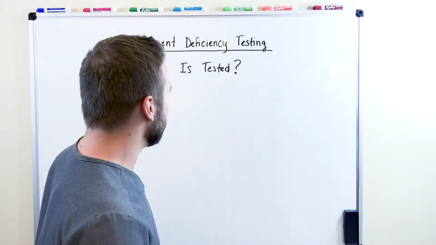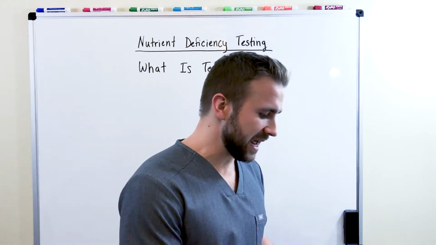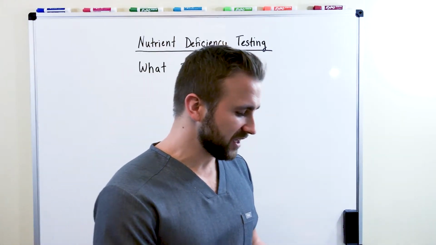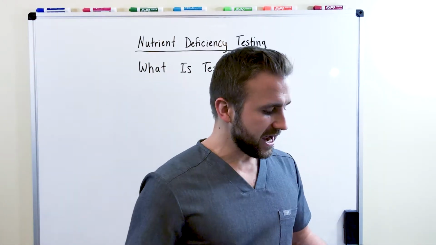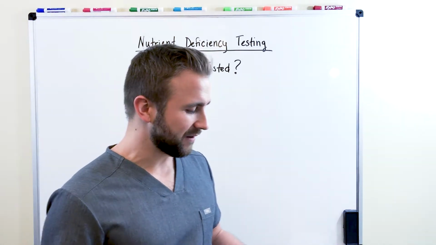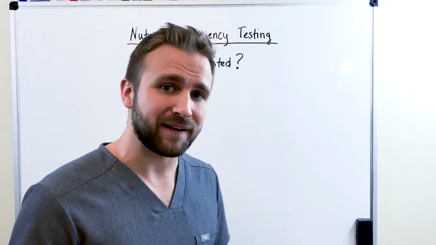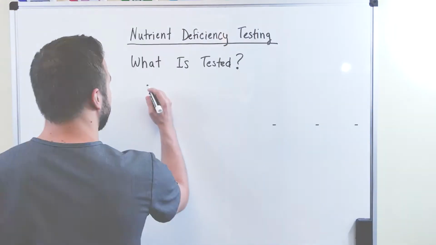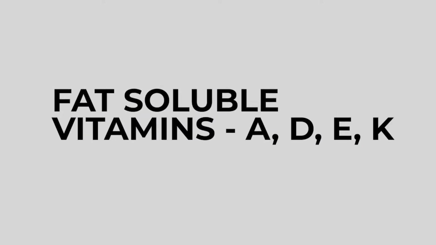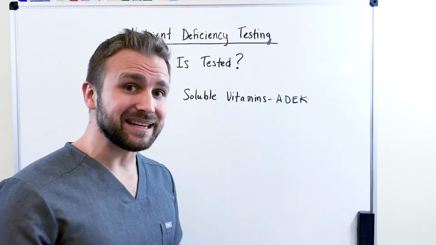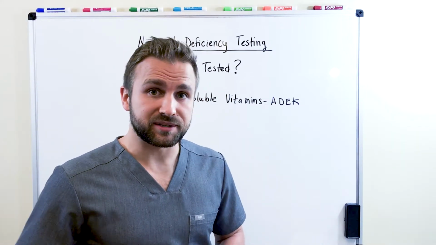So what are some of the things that we test? Well, I have a sample report here of some of the nutrients that we test. On this sample report, we have things like vitamin A. This is a fat-soluble vitamin. We look at fat-soluble vitamins A, D, E, and K. Now, why do we check for these? We check for vitamins A, D, E, and K for a number of reasons.